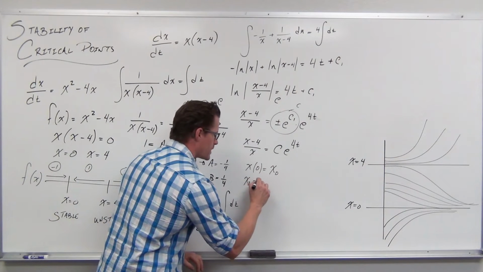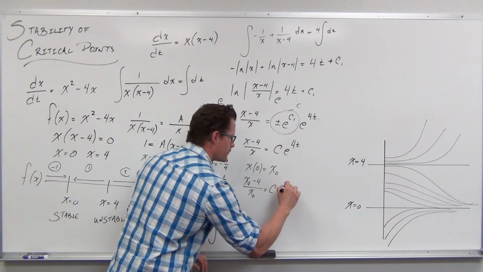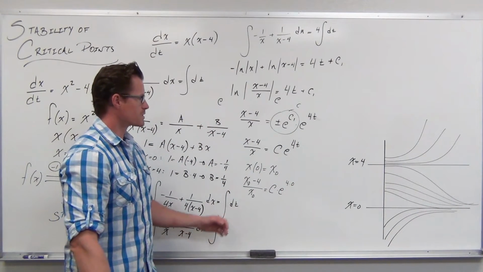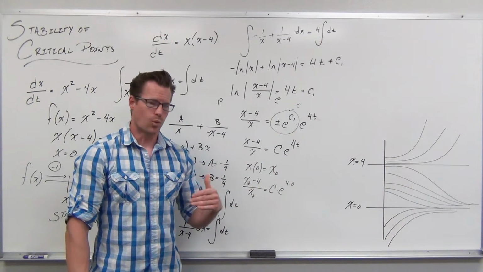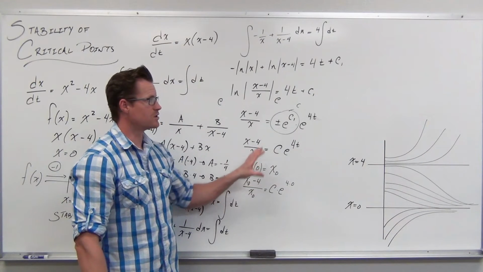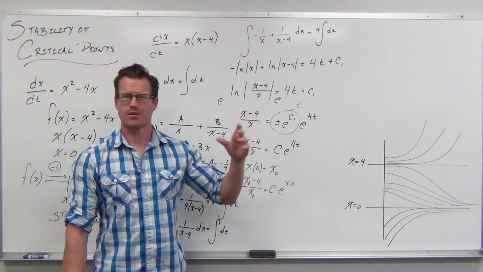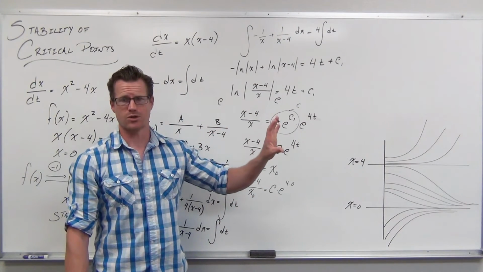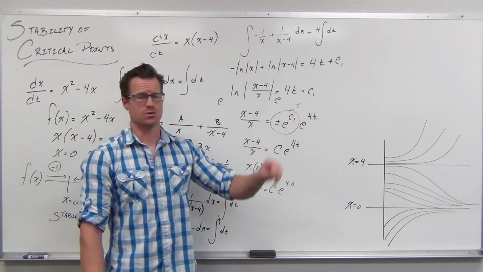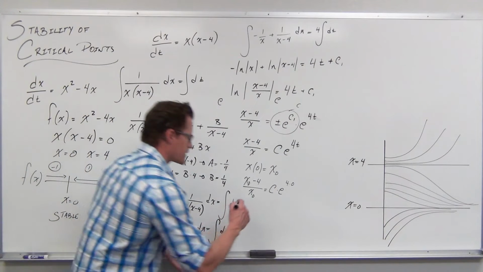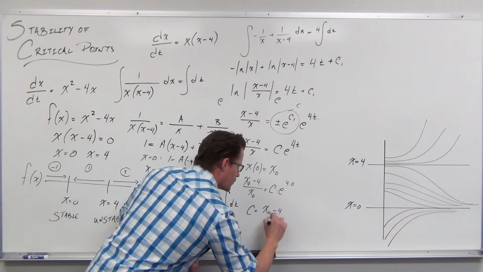So x sub 0 minus 4 over x sub 0 equals c times e to the 4 times 0. So when t is 0, our x value is x sub 0. Notice that what this is going to allow us to do is create this general solution where all we need to know is what our value starts at. Think of it as population, what our population starts at. And then we can plug it in, and it will tell us where we are, what our particular solution is. So our c value, since e to the 0 is 1, equals x sub 0 minus 4 over x sub 0.